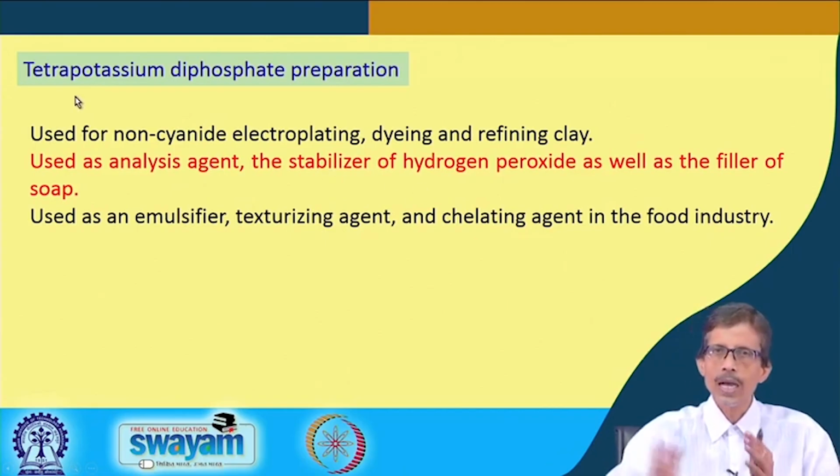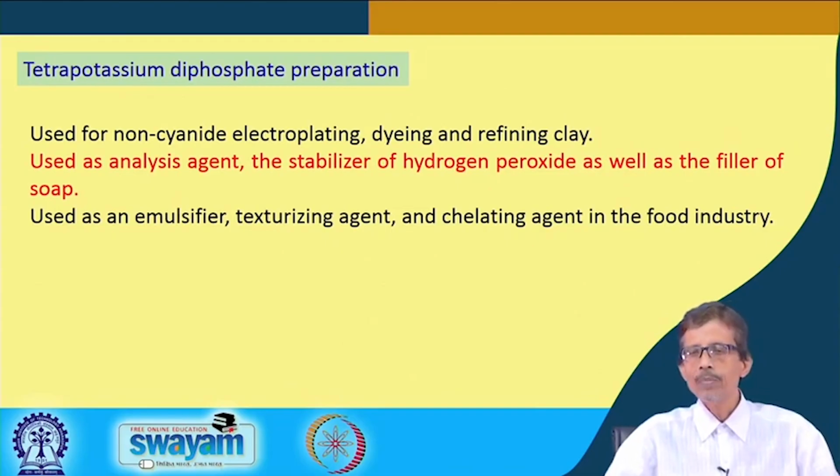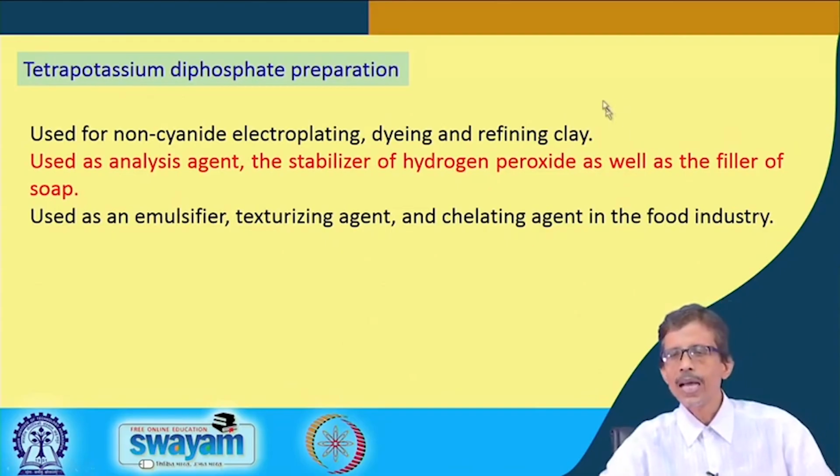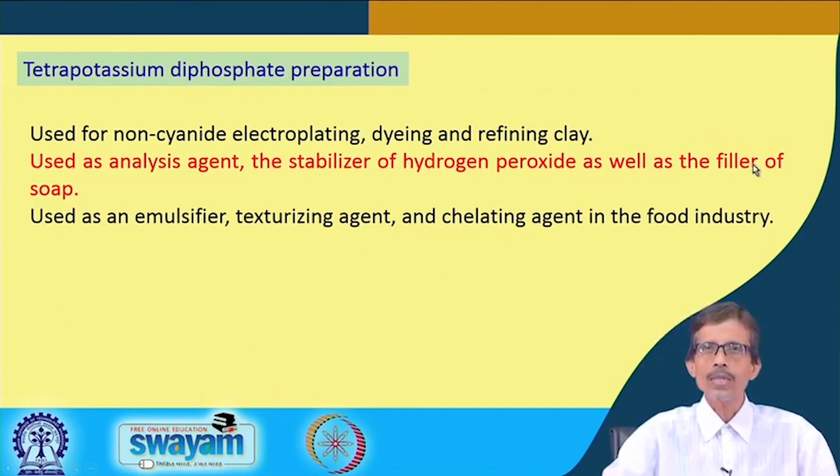And it is also a stabilizer. The potassium salt is highly soluble in water; last time we saw that it can have 4 negative charges when you have the 4 K plus ions in it, so it is highly water soluble. So it can be a stabilizer for hydrogen peroxide, and sometimes it can be used in soap as a filler material. Why we can get these things, we'll see at some point, because one of the most important compounds in our industrial sector is not diphosphate, it is sodium triphosphate.